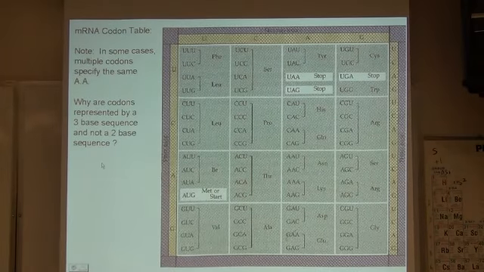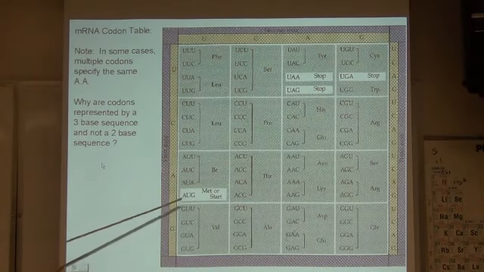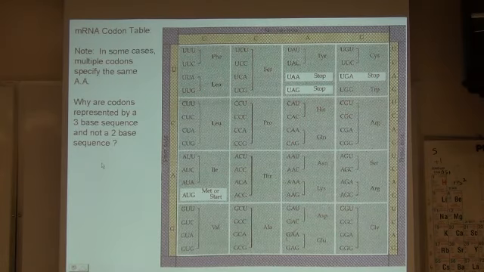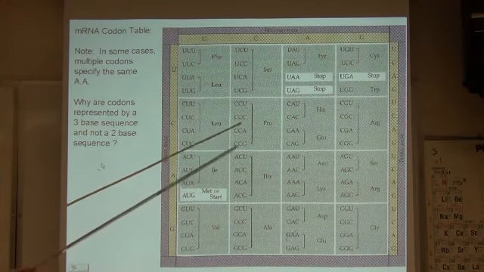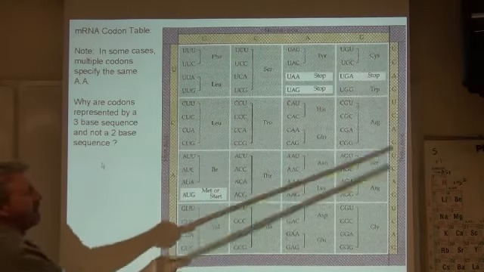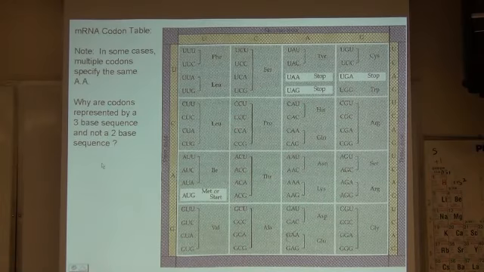Notice there's only one start sequence, AUG. That's methionine or start. We have 3 stop sequences. To me, that's kind of unusual. You'd think it'd be the other way around.